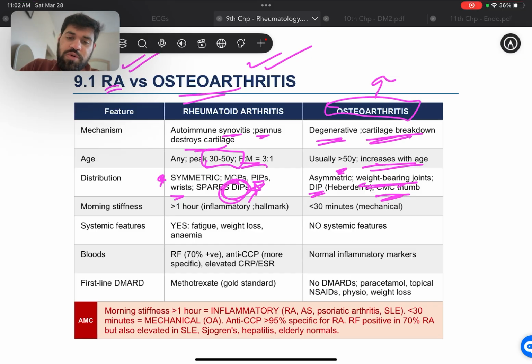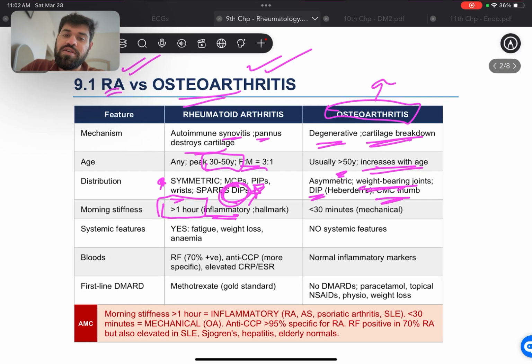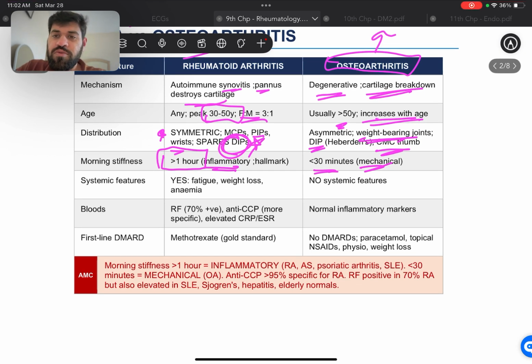Morning stiffness in rheumatoid arthritis is going to be for more than 1 hour because it's inflammatory in nature, whereas for osteoarthritis is going to be less than 30 minutes because it's mechanical in nature. Systemic features are going to be present in rheumatoid arthritis because it's not related to the joints, but it's a systemic condition. So we'll have fatigue, weight loss, and anemia in most of the patients. Whereas for osteoarthritis, we'll just have those joint arthralgias or limited motion. So no systemic features will be seen.